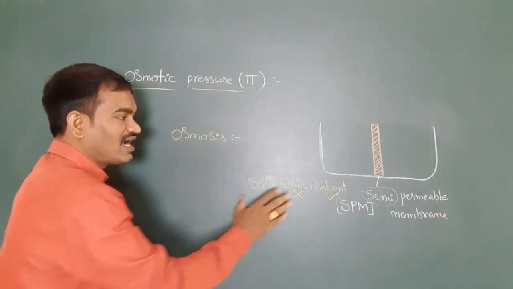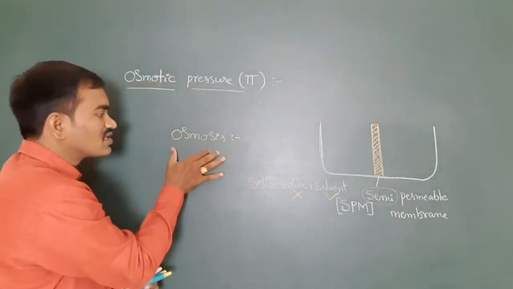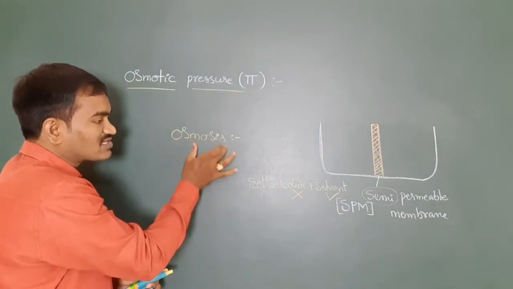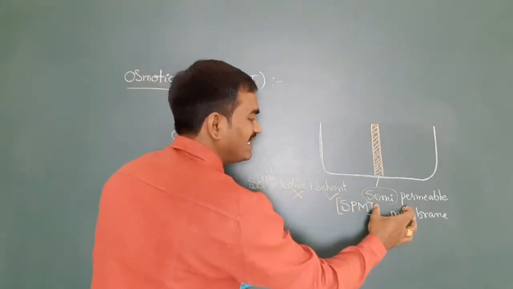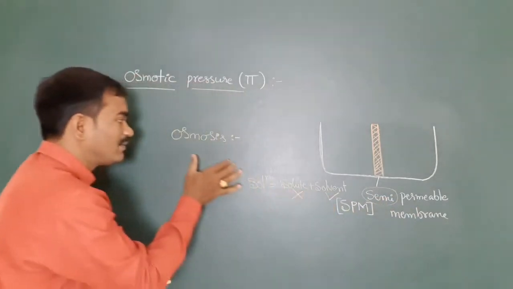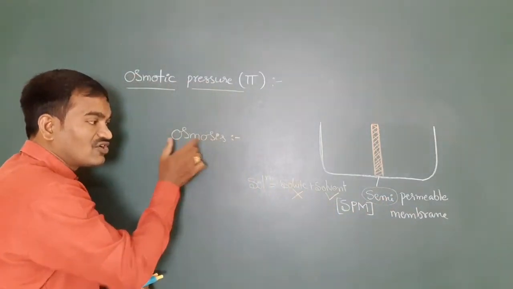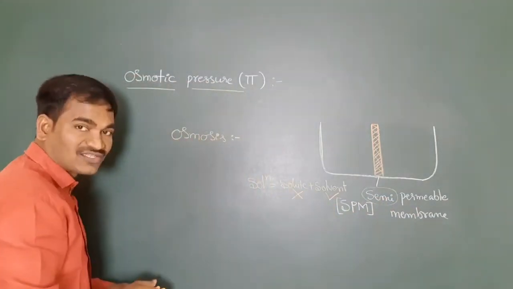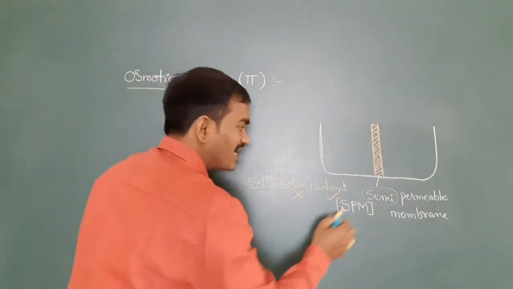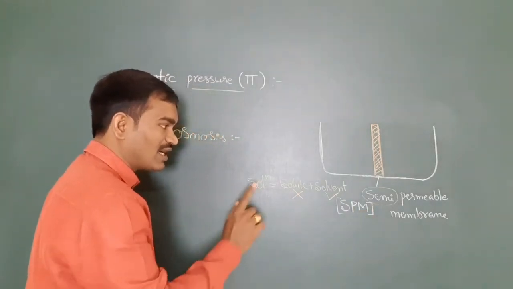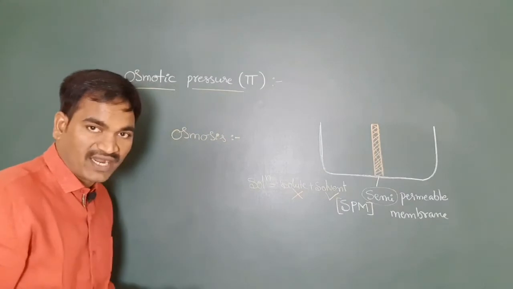So if you want to notice osmosis, you should have clarity on this. Without a semi-permeable membrane, you cannot observe osmosis. Here I want to give you clarity on one more point. What is that one more point, sir?